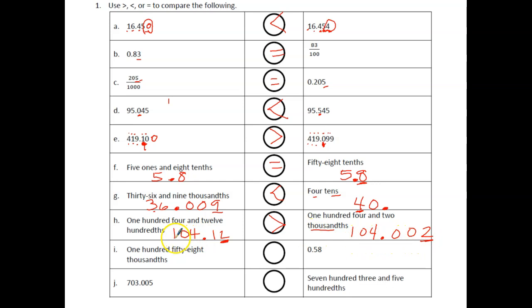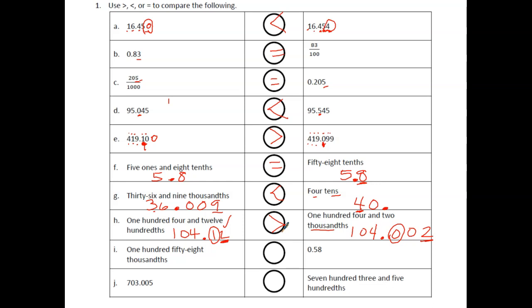If we compare, they both have the same digits in the hundreds, tens, and ones place. When we get to our tenths place, that's where we make our comparison. This one is greater, so therefore the sign is going to be facing that greater number.